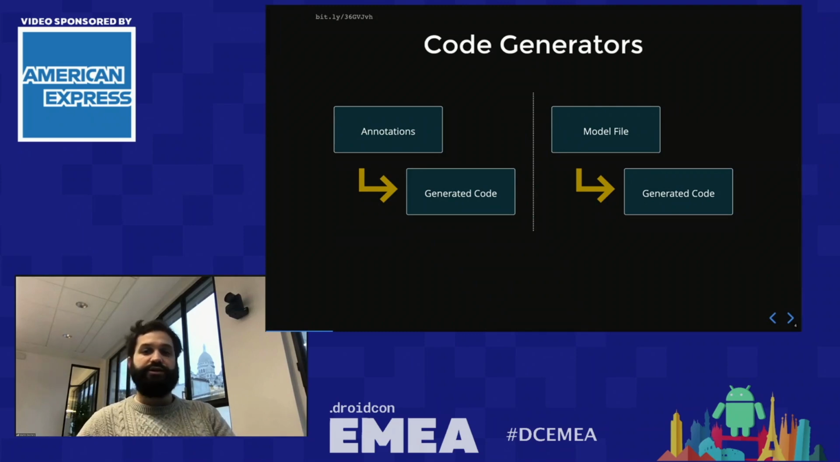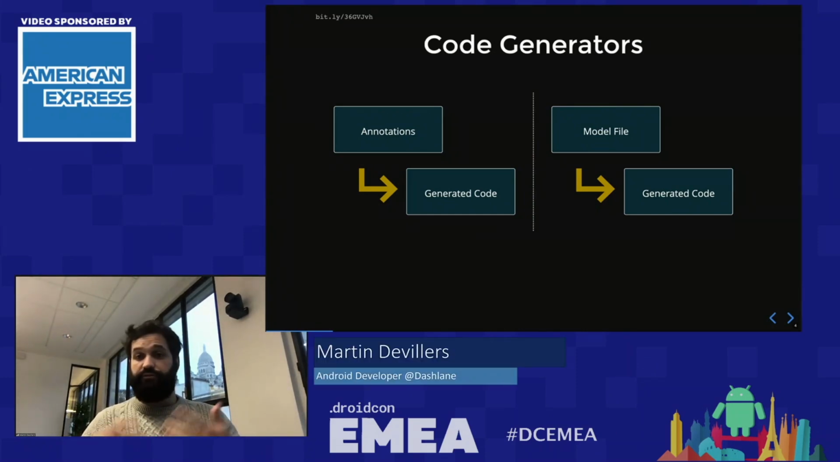And the thing is, going back to my introduction, annotation processors tend to be pretty complicated. And that's also why I think people tend to think of code generators as something very complex. But a code generator doesn't have to be an annotation processor. So in my second part, I'll be talking about code generators that don't rely on annotations, but that rely on some sort of model file, which is in a different format.